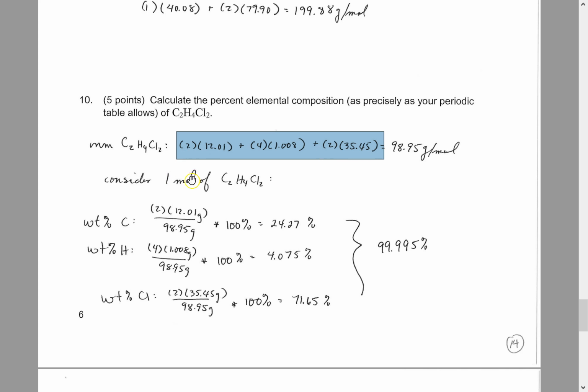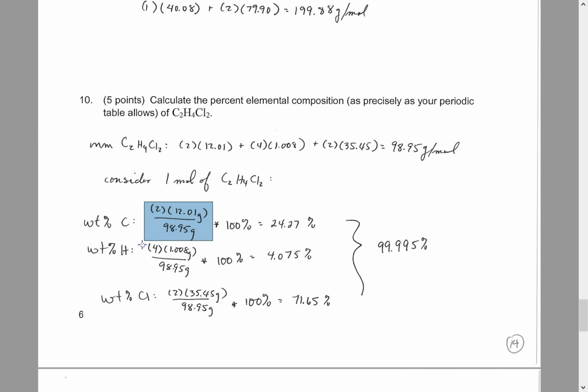If we consider 1 mole of the compound, then with regard to carbon, we have 2 times the decimal number for carbon, 12.01 grams, divided by the total mass, and then to get it parts per 100 multiplied by 100%. We're allowed 4 significant figures, so we get 24.27%. Do a similar thing for hydrogen.